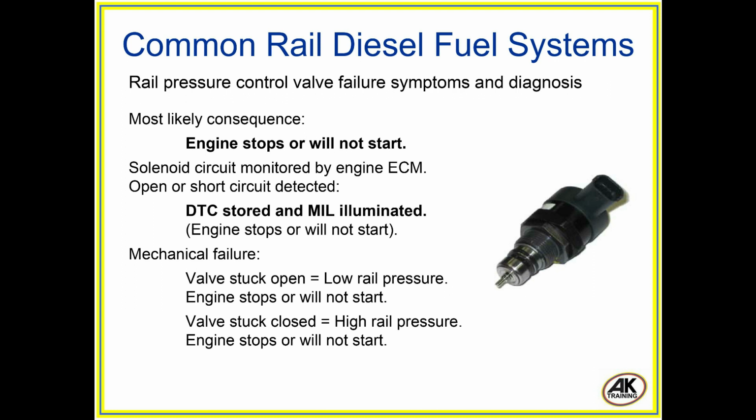Rail pressure control valve failure symptoms and diagnosis. Most likely consequence: the engine stops or will not start. The solenoid circuit is monitored by the engine ECM. An open or short circuit is detected, a DDC is stored and the MIL is illuminated. The engine stops or will not start.